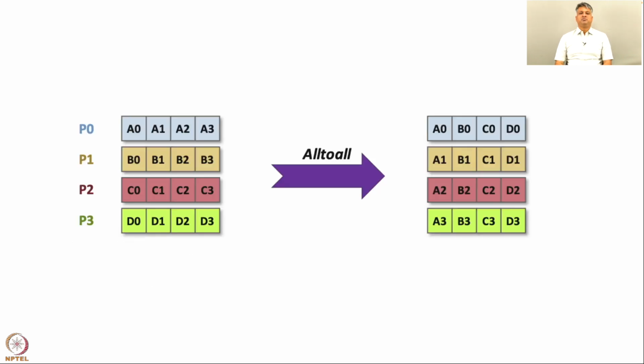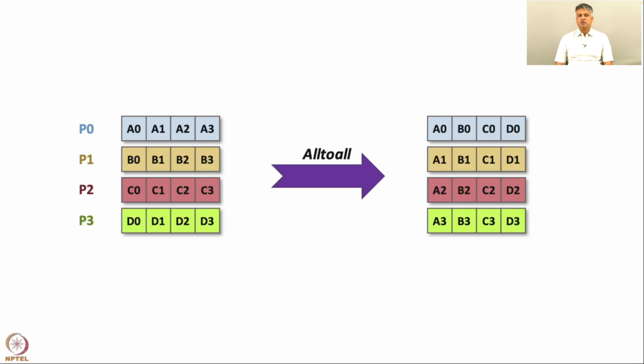In an all-to-all computation, what we are essentially doing is taking what is effectively a transpose of a matrix. If you look at the way data is stored in the 4 processes, P0 has an array from A0 to A3, P1 has an array from B0 to B3, and so on and so forth. Each of them has unique data members.